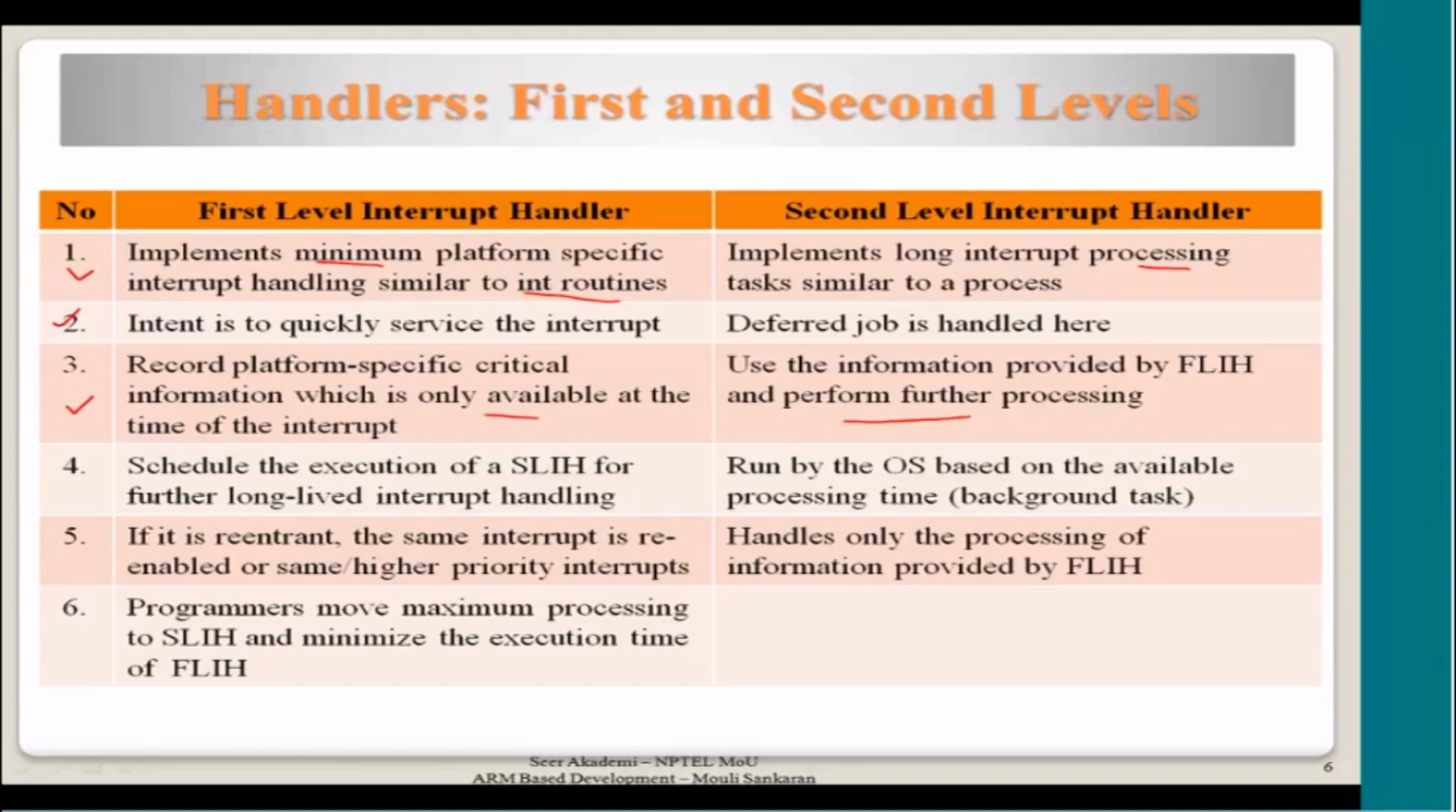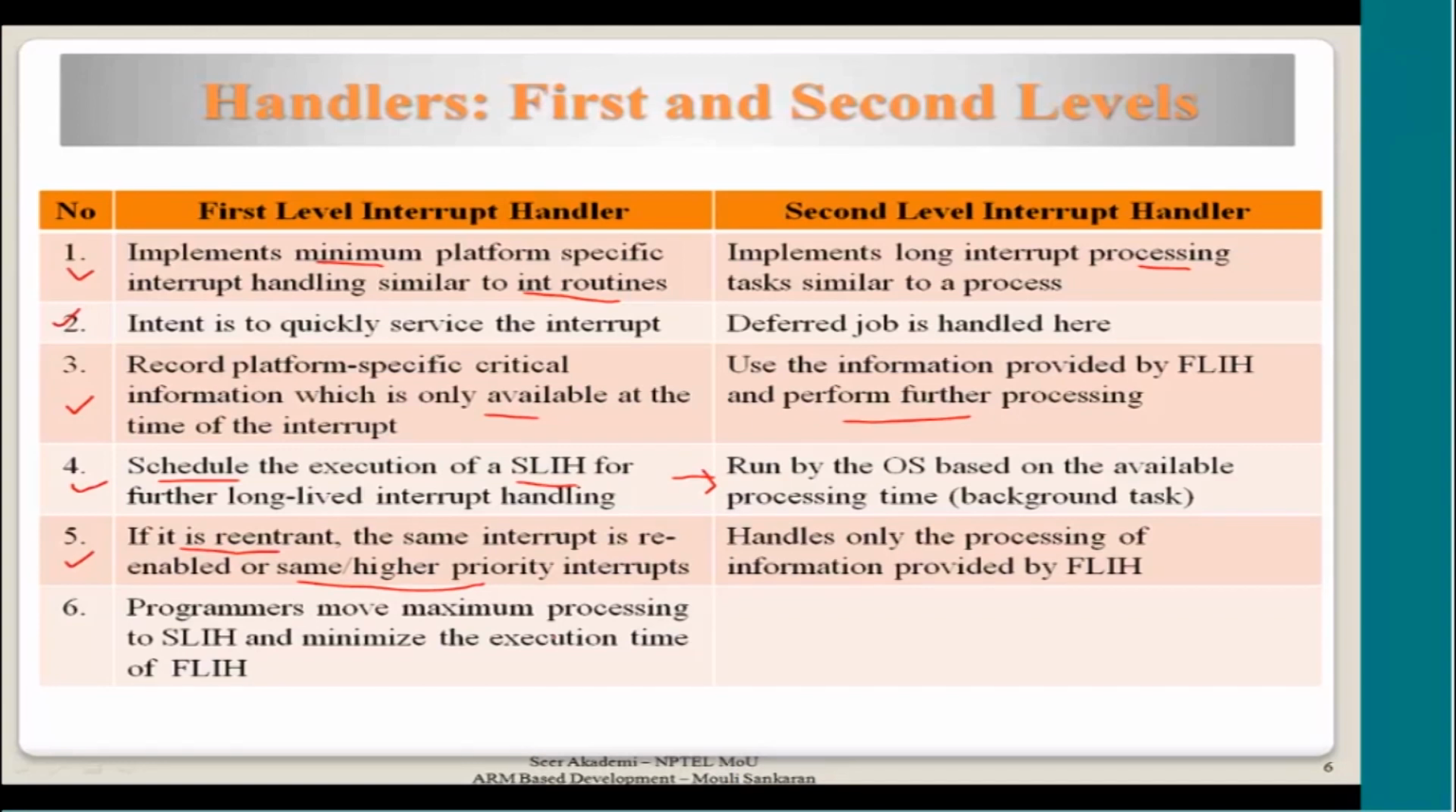Schedule the execution of SLA. So who does the scheduling of SLA? The first level handling. Because once the command is completely received, then only this is scheduled. Otherwise, second level may be deferred. It is not that always the second level will be executed for every first level interrupt. And then if it is re-entered, what I mean is the interrupt handling could be such that you can enable the interrupt while you are handling the interrupt. So the same interrupt is re-enabled, so that during that time same or higher priority interrupts can come.